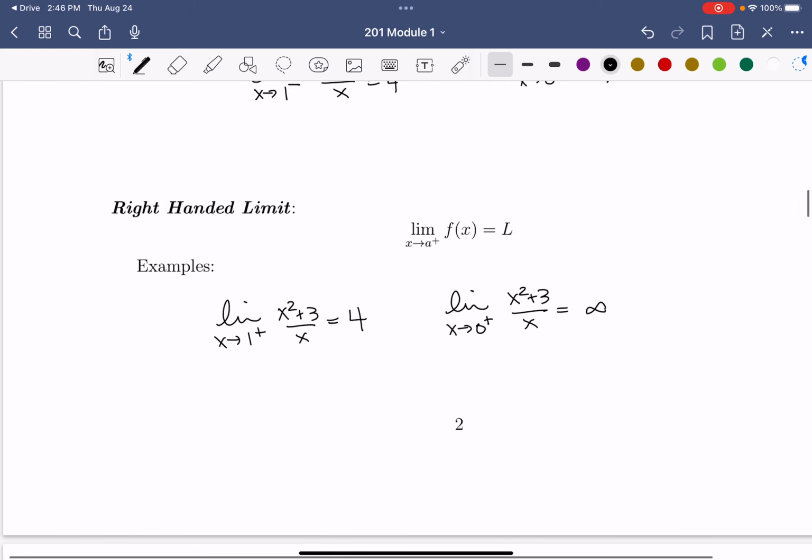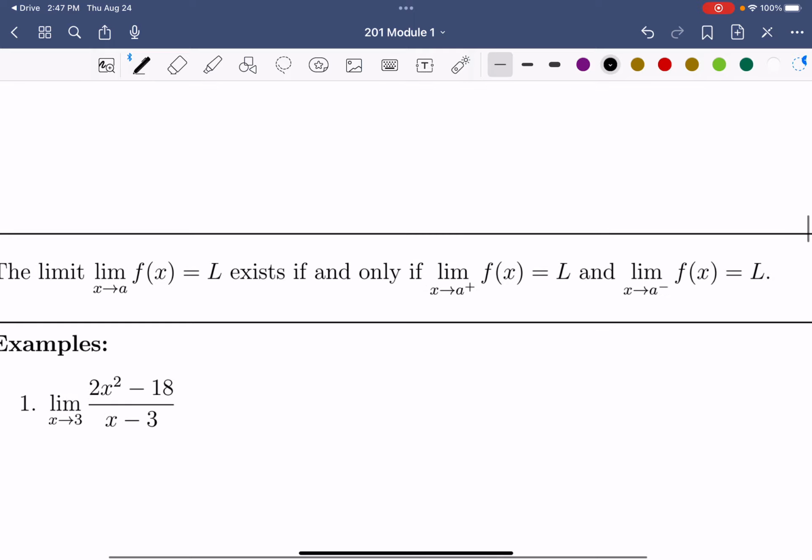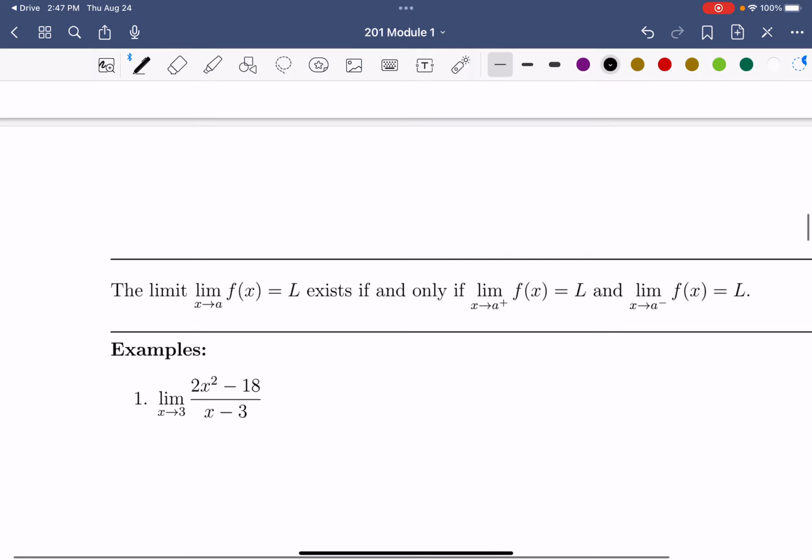Okay. And what we know here is that your left-handed limits or your right-handed limits will always exist. The only reason the one up above didn't exist is because the left and the right didn't match. And so that's the next statement that we want to make. We want to say that the limit as x goes to a of f of x equals L exists if and only if, and we'll talk about that in one second, the limit from the right and the limit from the left are also L.